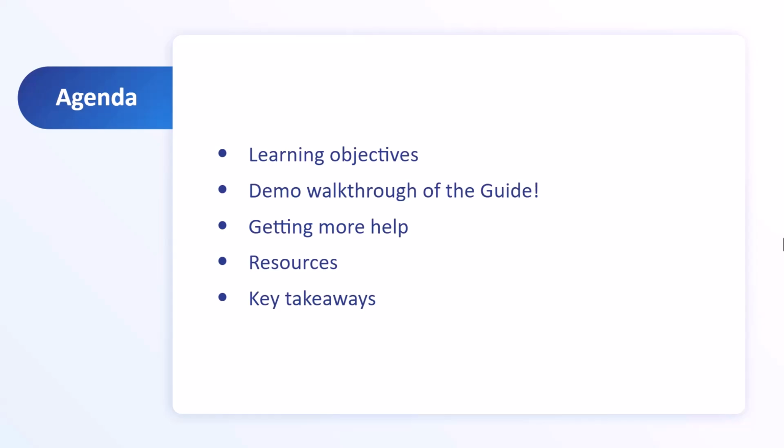So here's what we're going to do today. We're going to start out by establishing some learning objectives for this training. We're going to spend most of our time doing a live walkthrough of the Montgomery County Web Accessibility Guide. I encourage you to follow along. Then we'll share some information about how you can get more help if what we're covering here doesn't answer your questions or if you want more information about what's in the guide. After we go through that, we'll make sure you have all the links that you need, and finally we'll wrap up with some key takeaways.